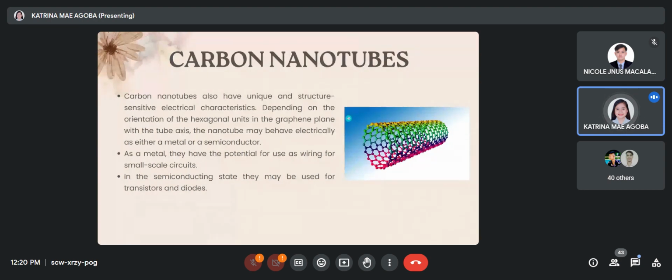The carbon nanotube. Carbon nanotubes also have unique, structure-sensitive electrical characteristics. Depending on the orientation of the hexagonal units in the graphene plane with the tube axis, the nanotube may behave electrically as either a metal or a semiconductor. As a metal, they have the potential to be used as wiring for small-scale circuits. In the semiconductor conducting state, they may be used for transistors and diodes.